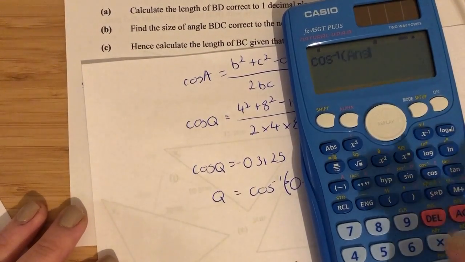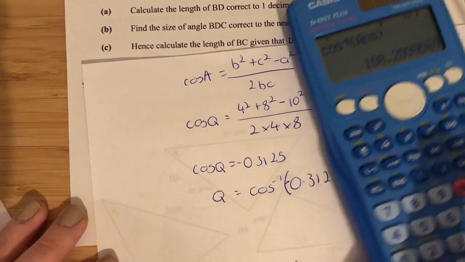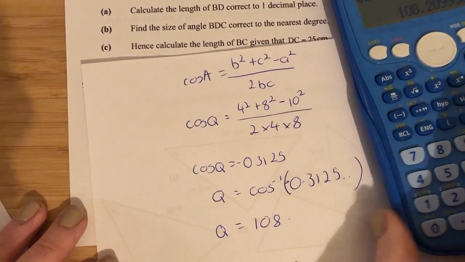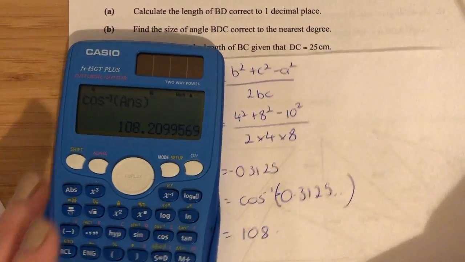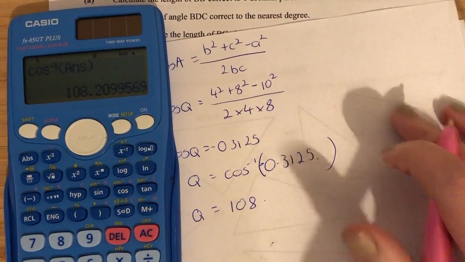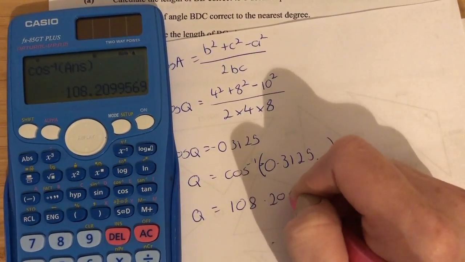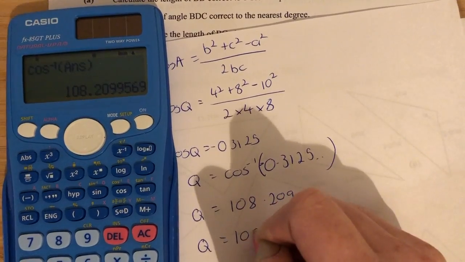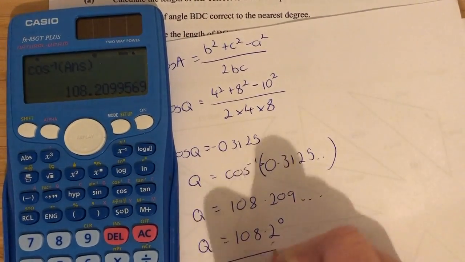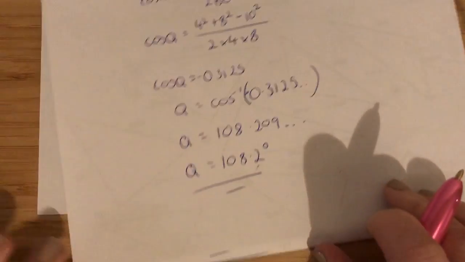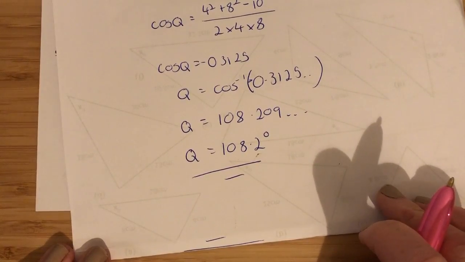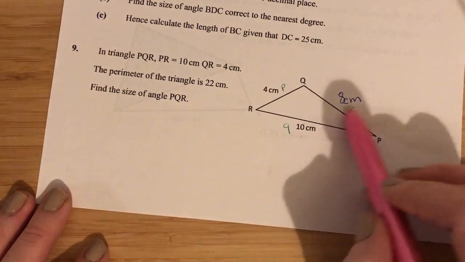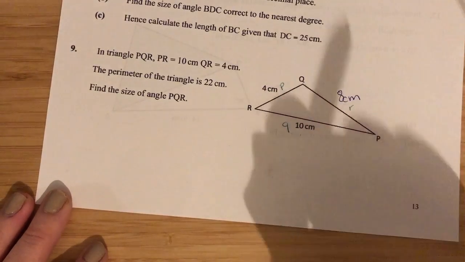Shift cos answer. We end up with Q equals 108 point, sorry, I don't know if you could see that on the calculator there, 108.209 dot dot dot. So our angle is going to be 108.2 degrees. And that gives you the cosine rule again, and you've done a little bit of extra problem solving because you had to find this 8 centimetres first before you could use it.